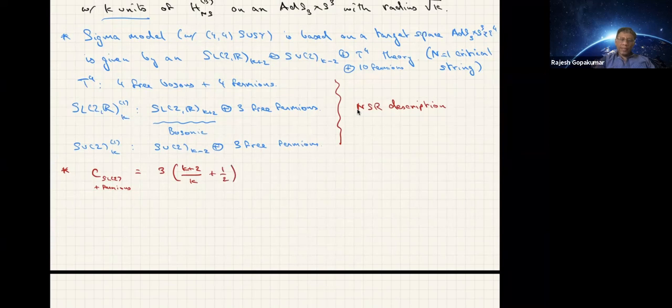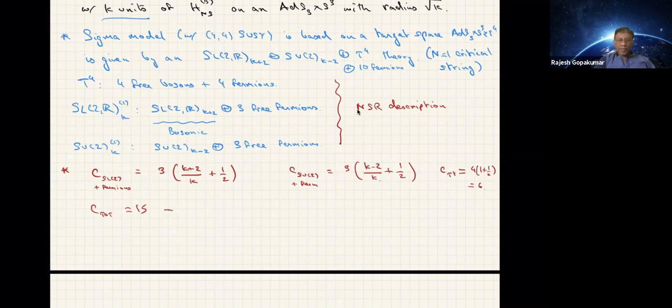Similarly, I have for the SU2 plus fermions, now it's level K minus two, but K minus two plus two in the denominator. So that's the piece from this and the three fermions that gives you that. And finally, there is C of the T4, which is equal to just 4 times 1 plus half. So that's equal to 6. And so you can check that C total is equal to 15. It's independent of K because essentially when you add these two terms, they cancel.